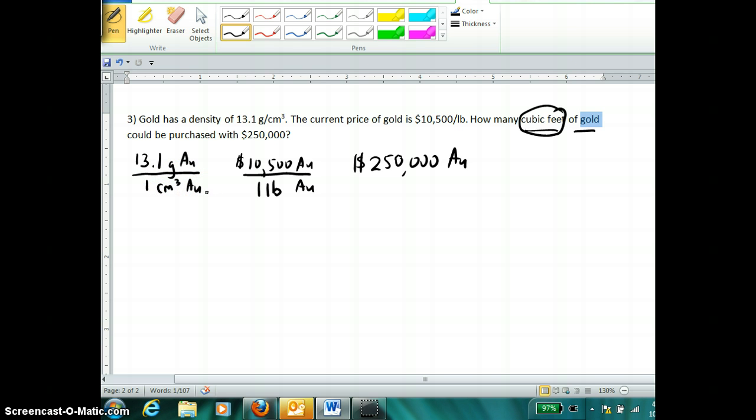So if I want to start with the right answer, which I want to do in all of these problems, I need to take that volume of gold and begin the problem with it.